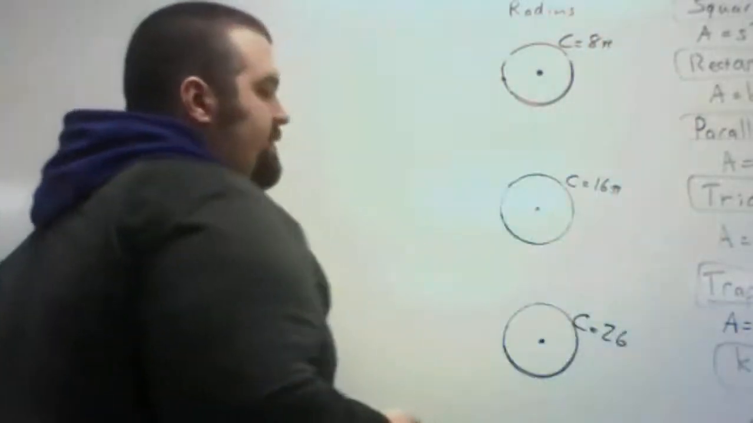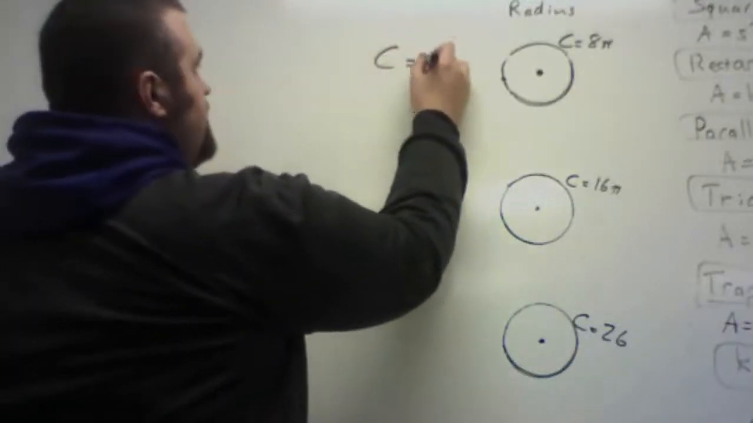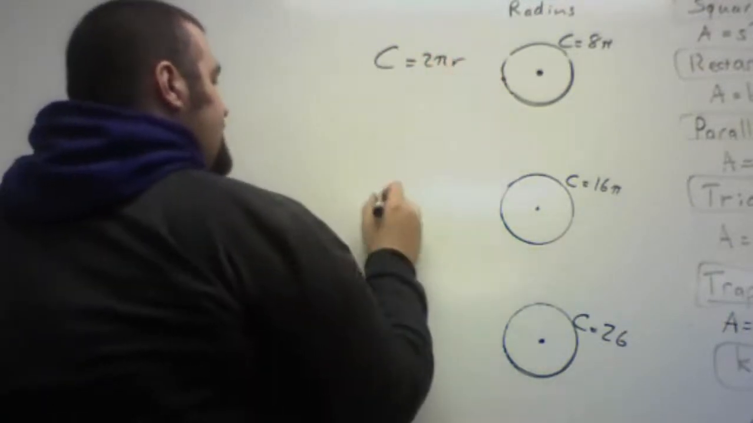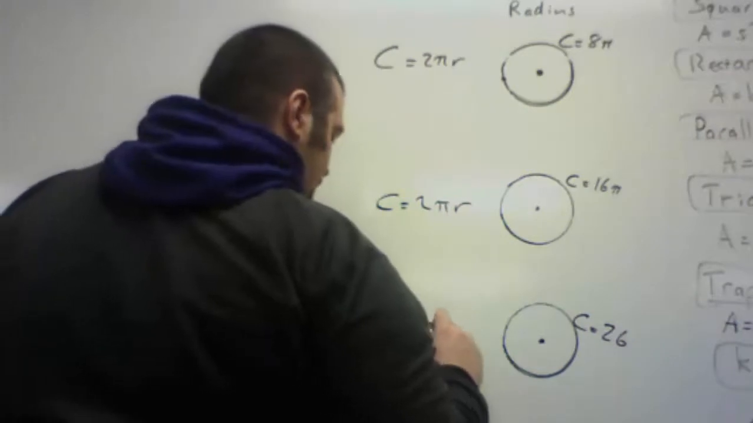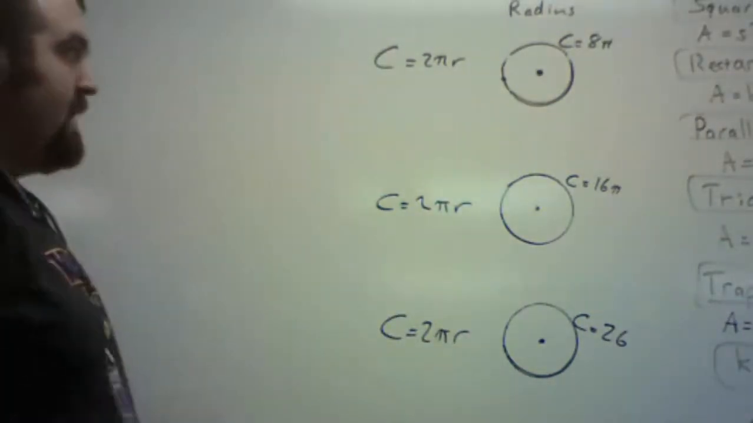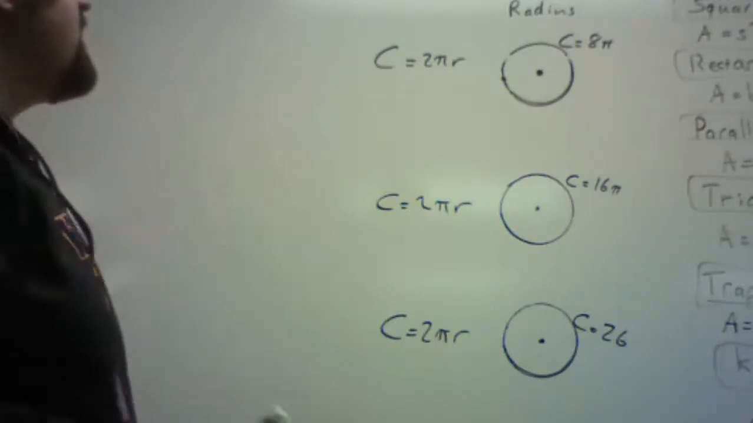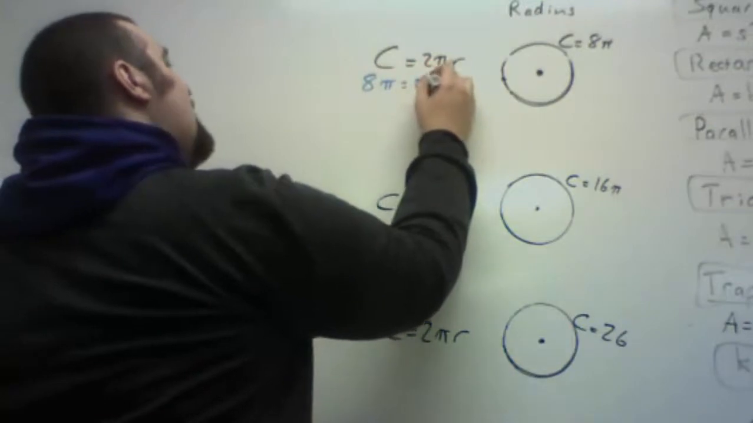And they want me to find the radius. It makes most sense that for each of these, I'm going to use C equals 2 pi r. At this point, I just plug in what I know. I know the circumference is 8 pi, so 8 pi equals 2 pi r.